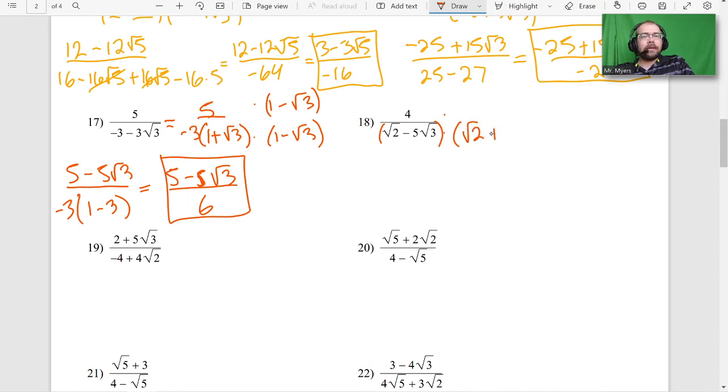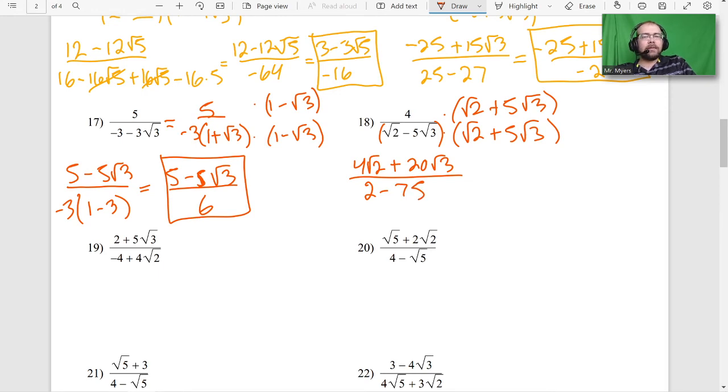Root 2 plus 5 root 3. Root 2 plus 5 root 3. All right, so I just distribute on the top. 4 root 2 plus 20 root 3. Now on the bottom, remember you can skip the middle steps. So first times the first, that's 2. Last times the last, that's minus 5 times 5 is 25 times 3 is 75. Right? 25 times 3. So then I get 2 minus 75.